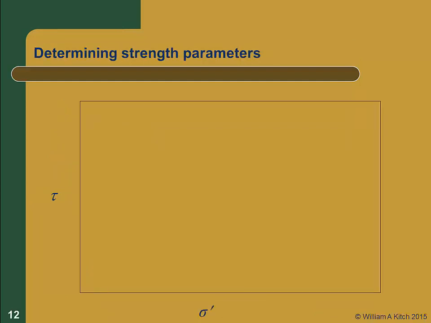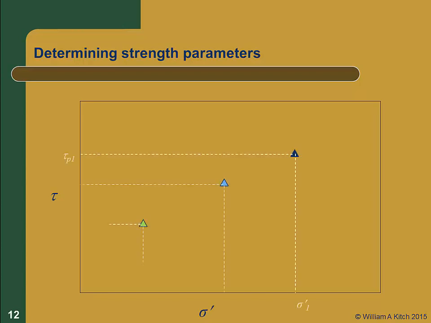To determine the friction angle and cohesion of the soil, we must develop a Mohr-Coulomb plot of the shear stress versus effective stress. In the direct shear test, we measure the shear and normal stresses on only one plane, the failure plane. Therefore, we cannot generate a Mohr circle for each test. Instead, we simply plot a single point representing the shear and normal stresses at failure.